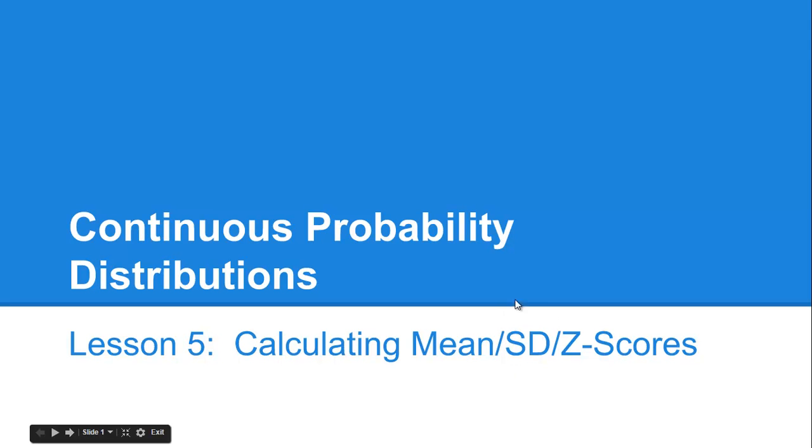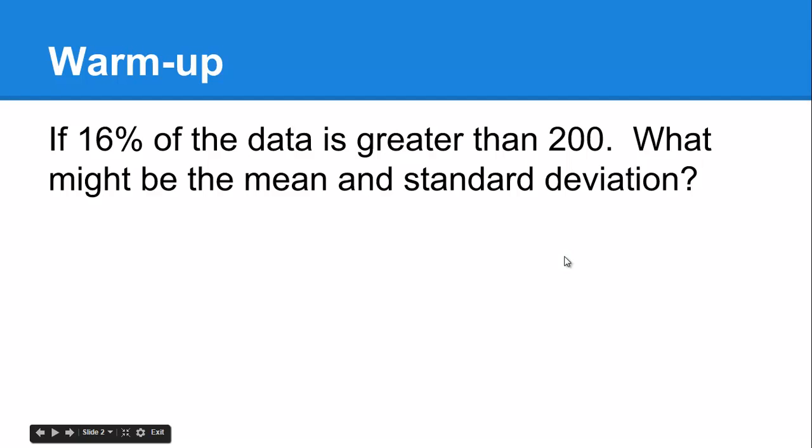We'll focus more on that in the last unit in statistics, but we want to just show what a z-score is. So it comes up here. Okay. So a little warm up for you. The question is, if 16% of data is greater than 200, what might be the mean and the standard deviation?